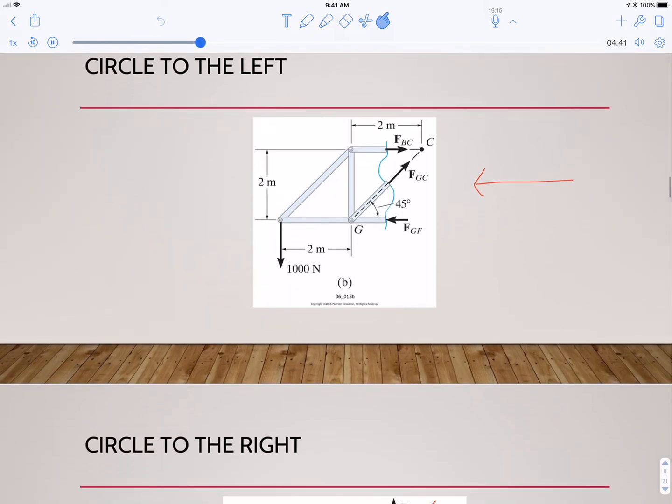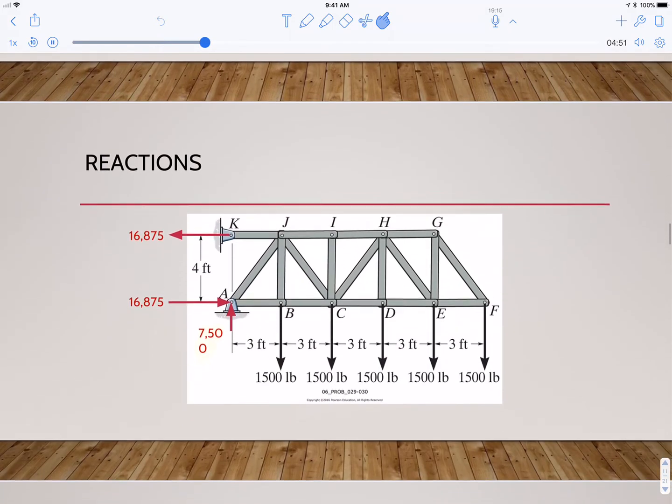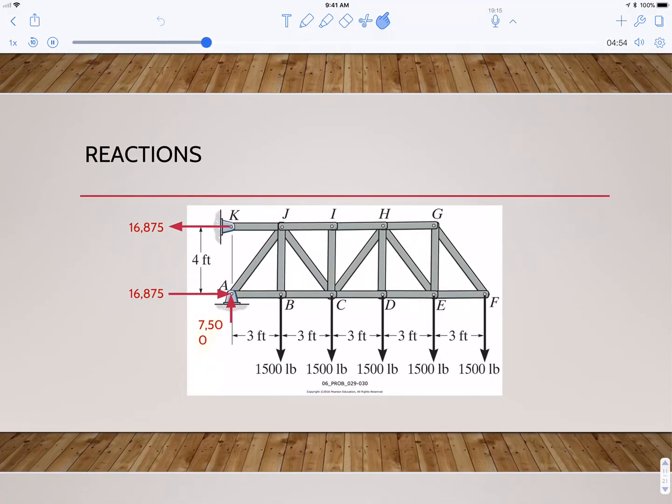Let's do a numerical example. And in this problem, we're asked to find the force in this member HE. The first step is to find the reactions. I'm going to skip that for you. Here they are. This one here, sorry, is 7,500. The text box sort of made that go over to the next line. But there we go. The first step is to find the reactions.